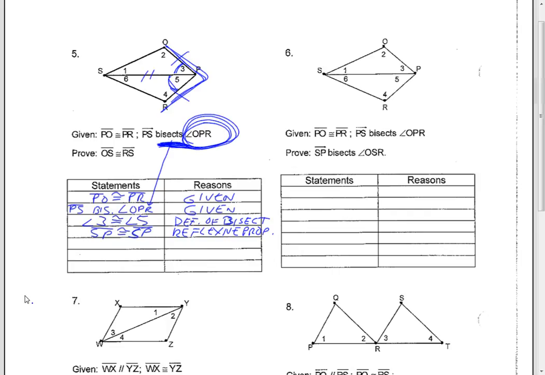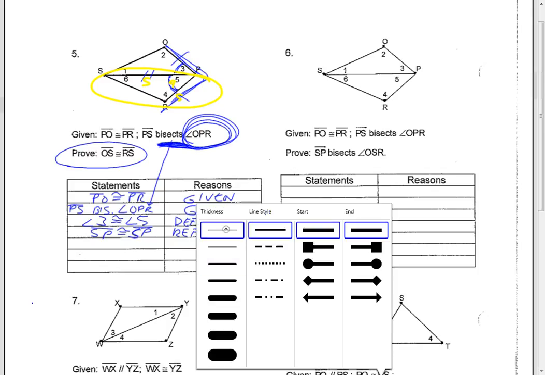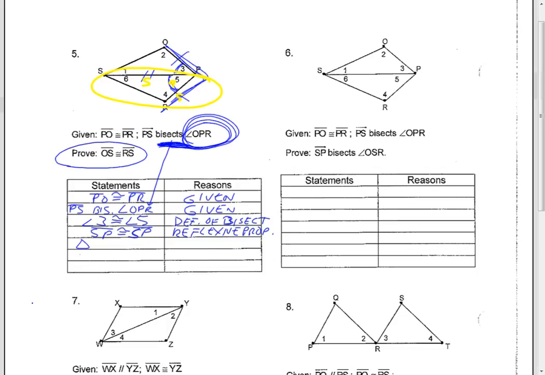You notice I haven't even looked at what I'm trying to prove. This is chapter 4, so I know I'm probably going to prove the triangles congruent. It doesn't mention triangles in there, but I know that's where I'm headed. Is that enough to prove that it's congruent? What do we have? We have a side, an angle, and a side. So now triangle SOP is congruent to triangle SRP.